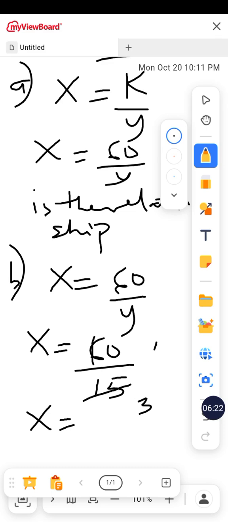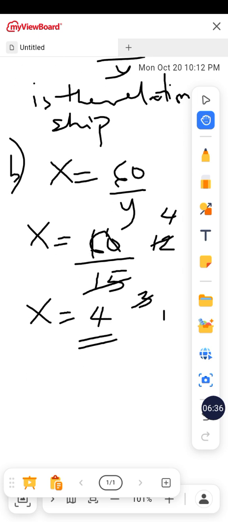5 goes in 6, 1. Remainder 1. 5 goes in 10, 2. Okay, 3 goes here, 1. 3 goes in 12, 4. So our final answer is x is equal to 4. So when y is 15, the value of x is 4. Can we see that?